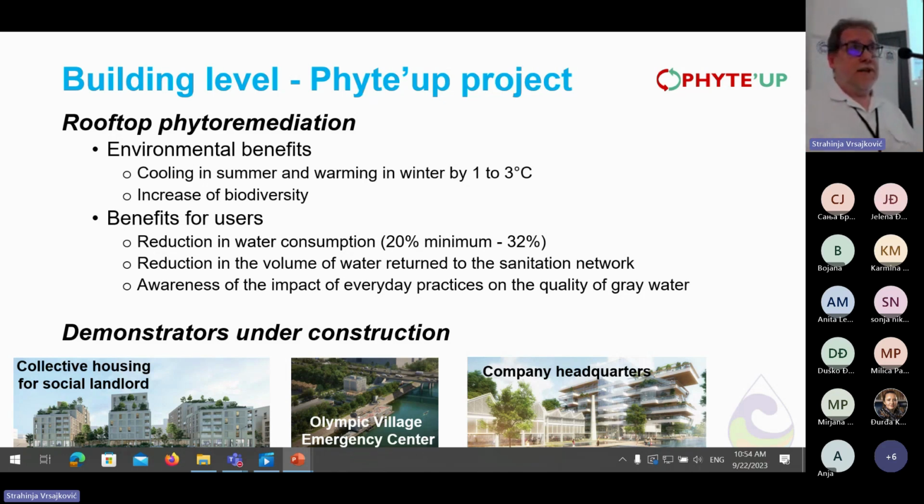It was a research idea at the beginning, but now it has moved from lab scale to a demonstrator. And I'll give you an example of 3 of them. One for collective housing for a social landlord. This means it's 30 flats that will benefit from this. This is the emergency center for the Olympic Games in Paris next year. And the one which is already working is on the roof of the company headquarters of a partner of this project.